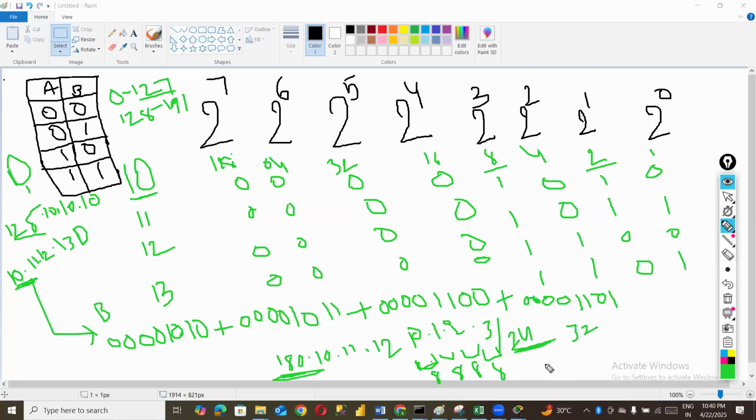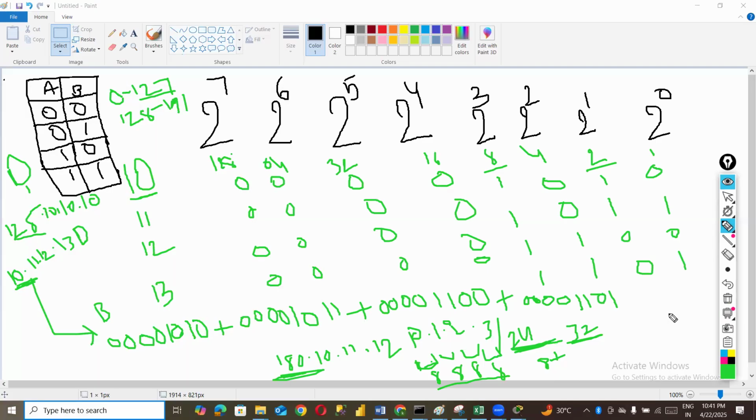How does it become 32? 8 plus 8 plus 8 plus 8. 8 plus 8, 16. 16 plus 8, 24. 24 plus 8, 32, right? Now, if someone asks you for the subnet mask for 24, first divide it into 4 octets, okay?